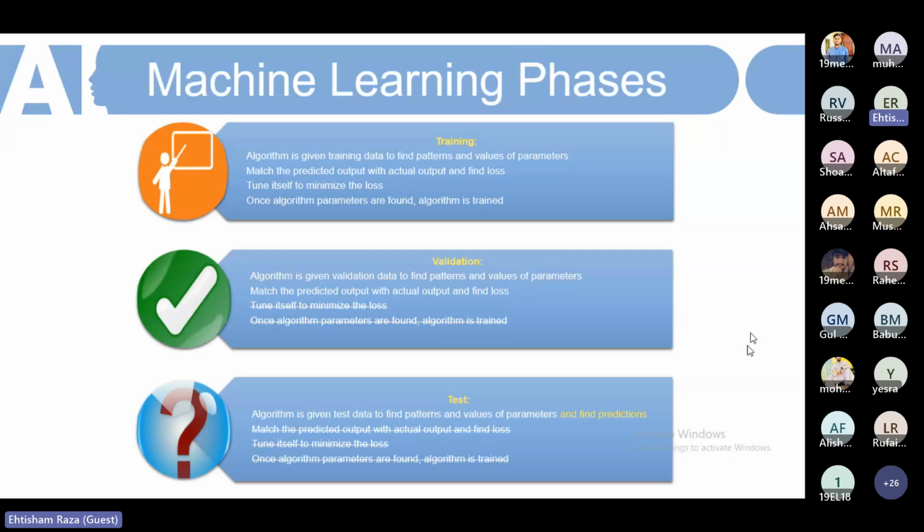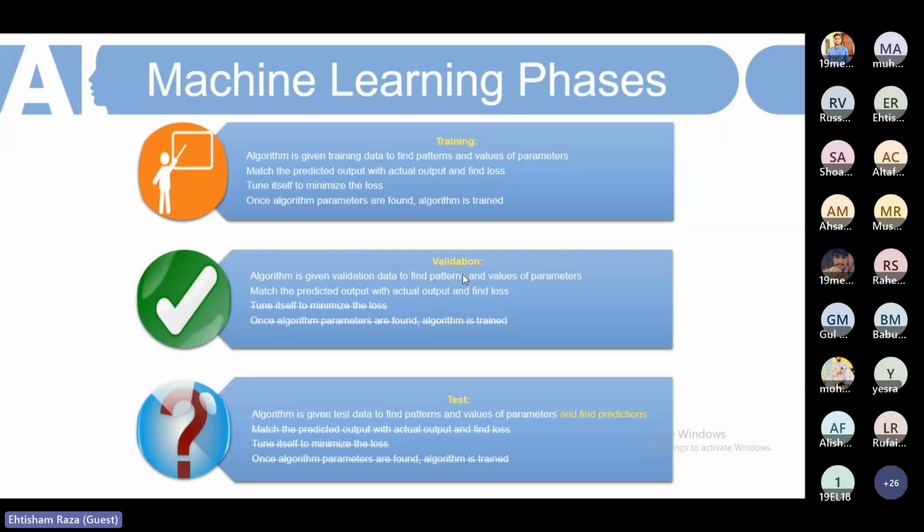What does the validation phase do? You simply evaluate the model performance. Is my model performing very well or not? So the algorithm is given the validation data to find out the output. And if your algorithm is performing very well, matching the real values exactly, you can say my model has passed the validation test.